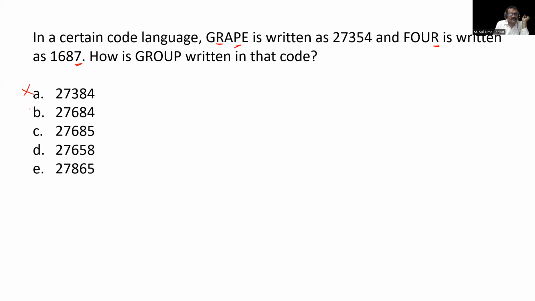So, strike off the remaining options. Now, only 2 options are left. In these 2 options, the third letter is different. What is the third letter? That is A. What is the code for O? O is equal to 6. In these 2 options, in this case 6 is there, and in option E, 8 is there. So this is not correct. What is the answer? Option C is the correct answer.